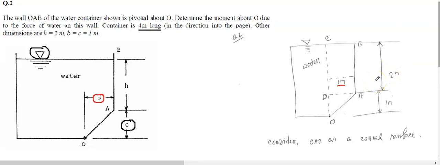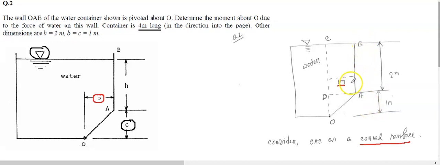So what we did is draw another wall here, OC, the vertical projection. Let's consider this wall OAB. It is not a straight line; it bends at this point. So we can say OAB is a curved surface. This is our assumption: we assume that this is a curved surface.